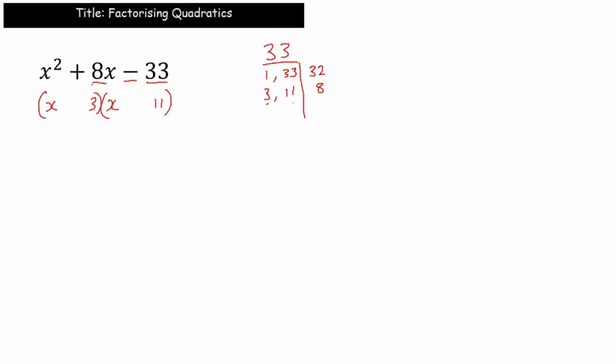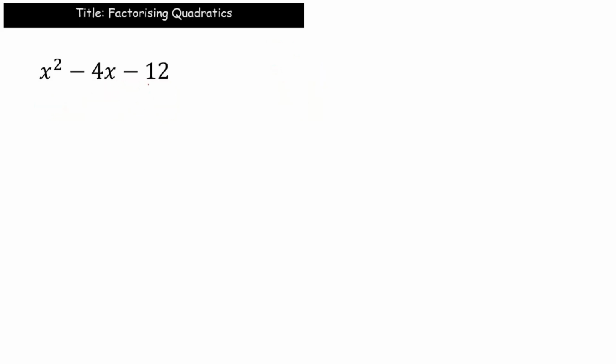And all you have to think of is you want positive 8, so it's going to be positive 11 and negative 3, because when you add those together you get positive 8, but when you times them together you get negative 33.